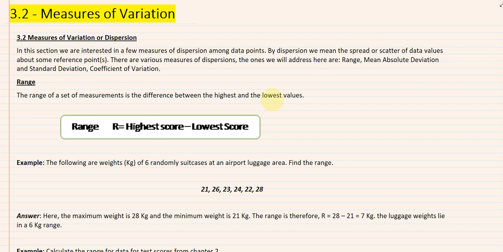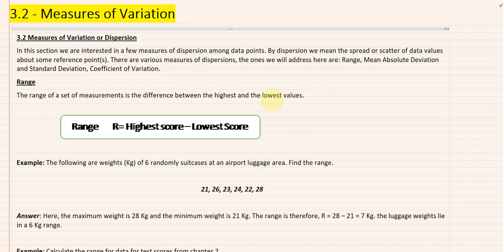I've made up six numbers here. Suppose I have a sample. These are the weights in kilograms of six randomly selected suitcases at an airport luggage area. There are 21 kilograms, 26, 23, and so on. The 23 kilogram is roughly about 50 pounds, the weight limit for most airlines.